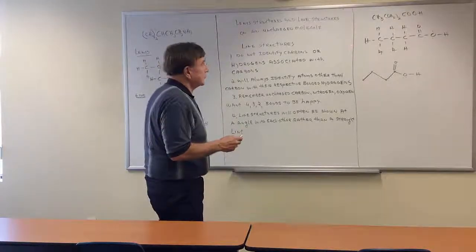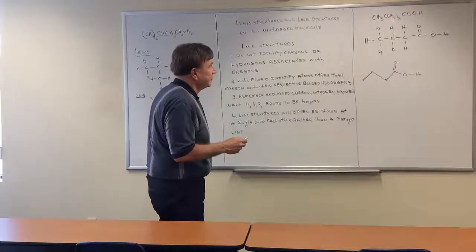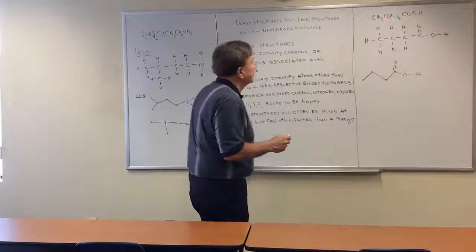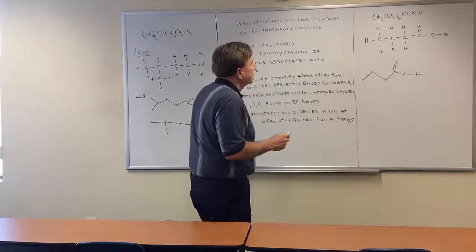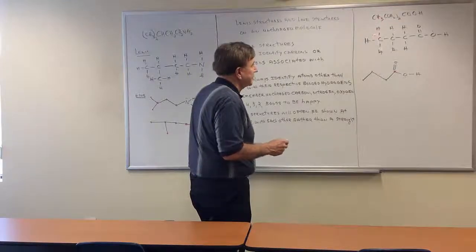Now, let's talk about another structure. Here we are, CH3, right over here. Okay, again, how many carbons in this structure? 4. Okay? Because it's CH3, we know this is this. 2 CH2s right here.